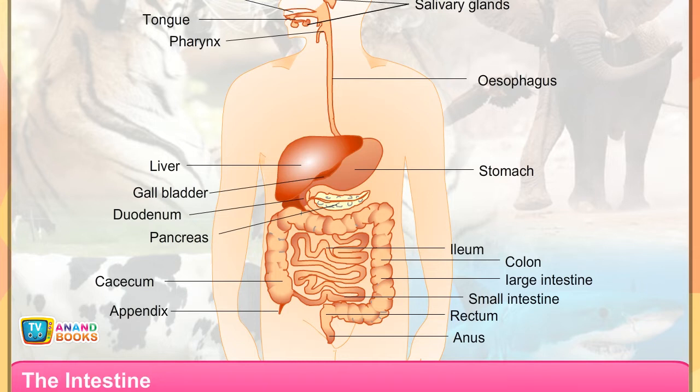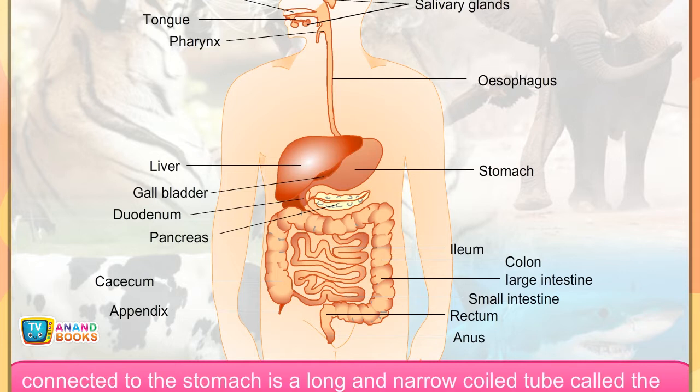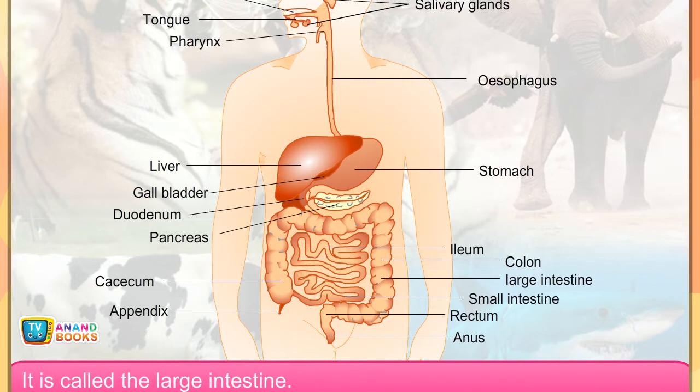The intestine. The intestine is divided into two parts. The part connected to the stomach is a long and narrow-coiled tube called the small intestine. The end part of the intestine is thicker and short. It is called the large intestine.